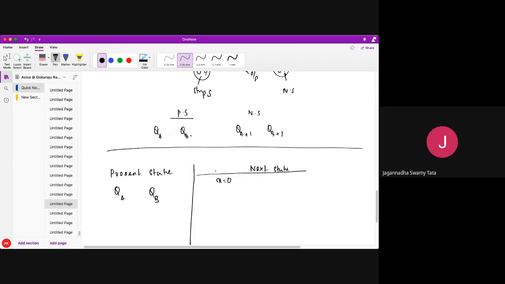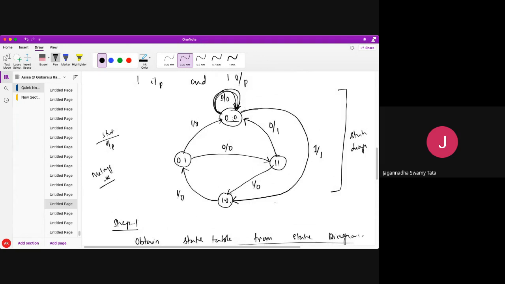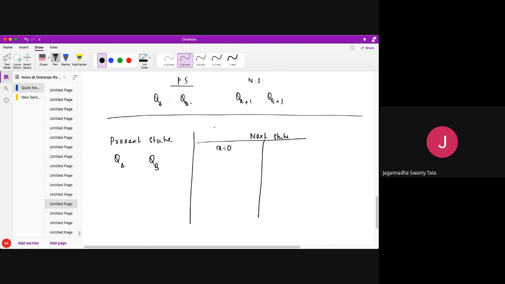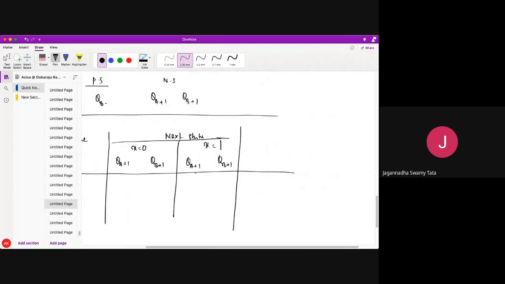If input is 0, let's say 0 0 is the state, it stays in the same state. If input is 1, it is going to the 1 0 state. Am I correct, students? So for x equal to 0, the next state is qa plus 1 qb plus 1. Please try to understand something very important. For x equal to 1, it is going to the next state qa plus 1 and qb plus 1. Are you understanding?